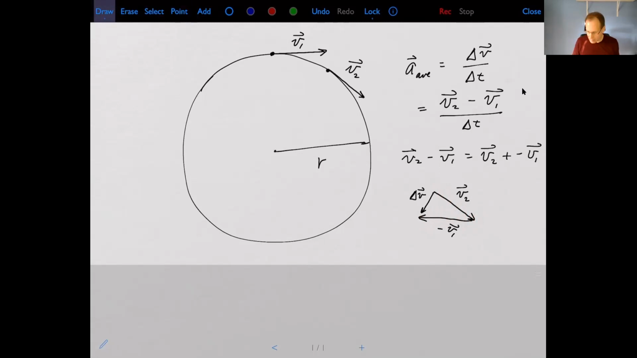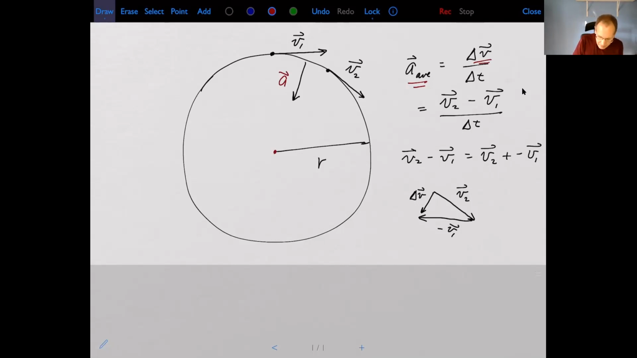So it turns out, and it's hard to see this, I'm sort of just doing this qualitatively here, that the direction of delta v is going to be towards the center. And since the average acceleration is equal to delta v over delta t, and delta t is just a scalar, just a number, the direction of the acceleration depends on the direction of delta v, because that's what the vector is. So in this case, the acceleration will be directly towards the center.